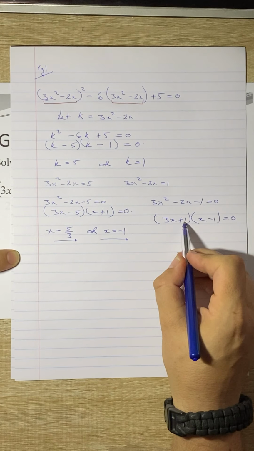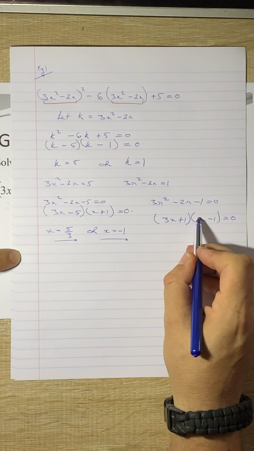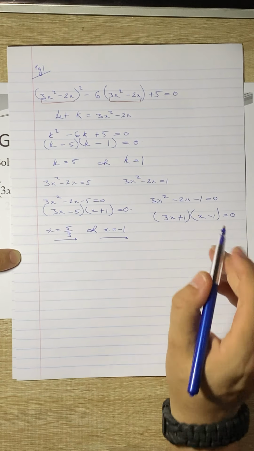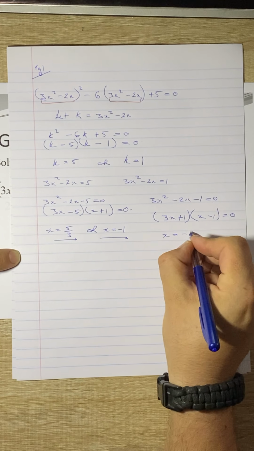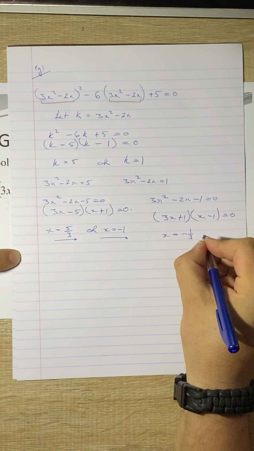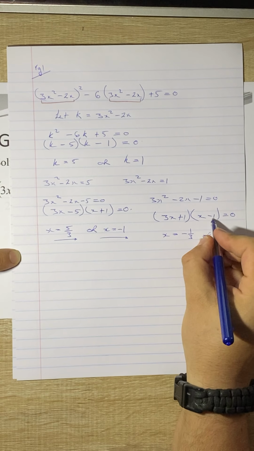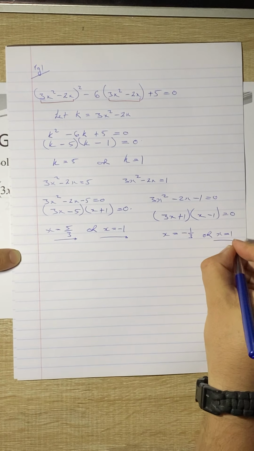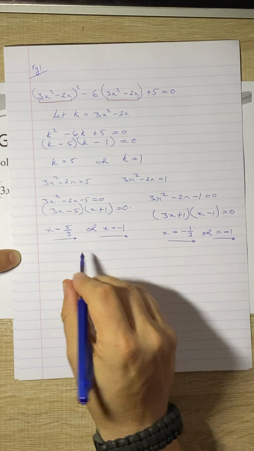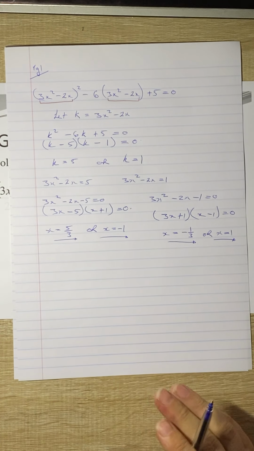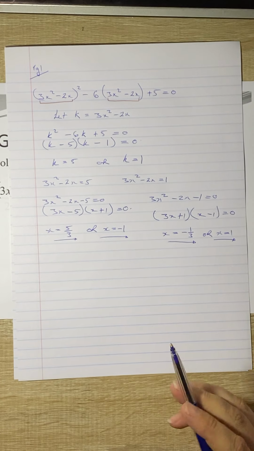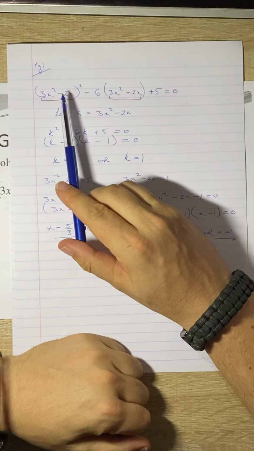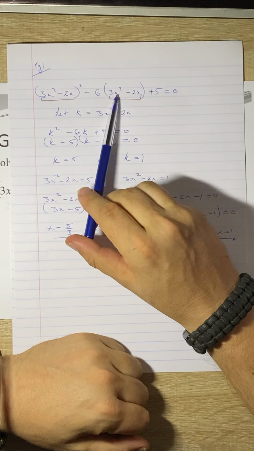Again, set this equal to 0 and solve, so we get 3x plus 1 equals 0. Take 1 to the other side, we get a minus, divide by 3, and we get x is equal to minus 1 over 3. Or, set that equal to 0 and solve, and we get x is equal to 1. Now we've solved it for x.